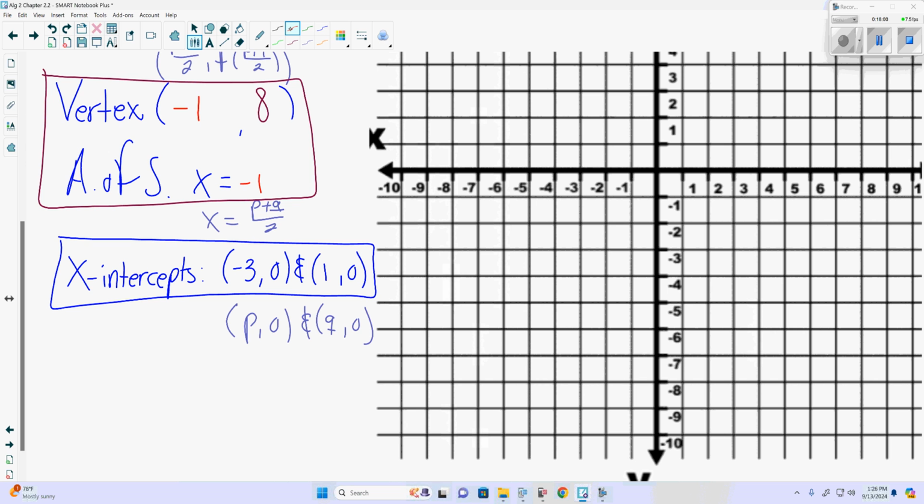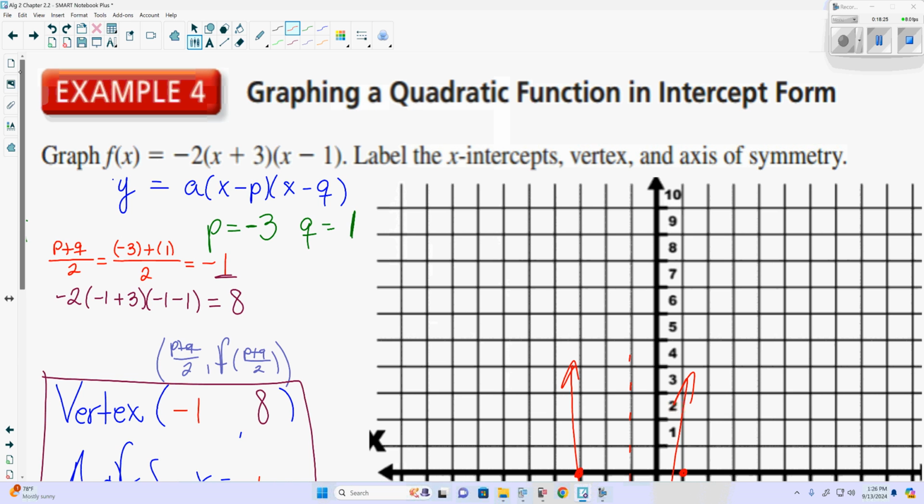Thank you. If we're to graph this, negative 1, negative 8 would be this point here. Negative 3, 0 would be one of the x-intercepts. 1, 0 would be the other. Axis of symmetry. And that'd be our graph. Right. Questions on this here before we move on to the next one?